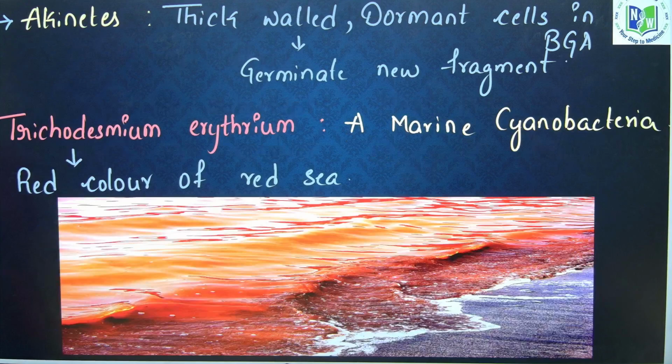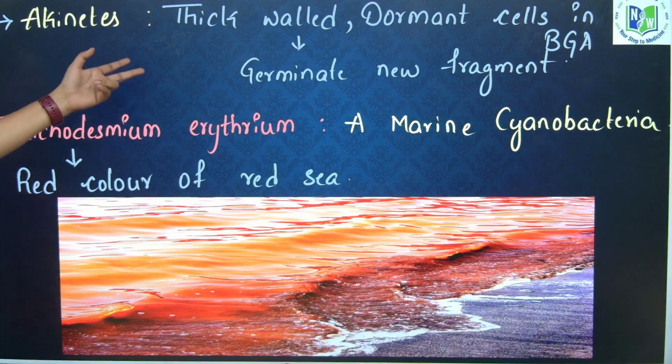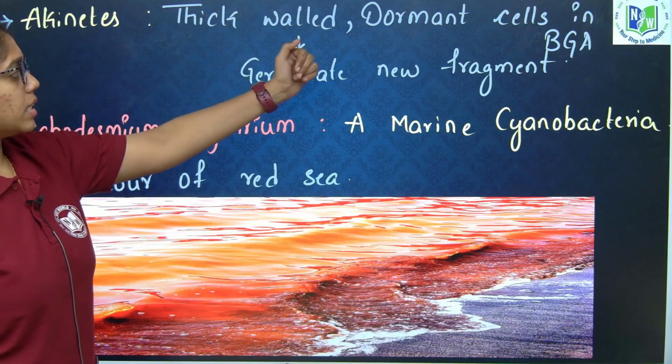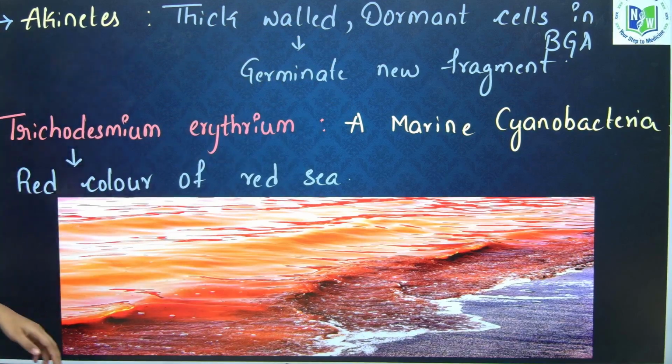Next, akinetes, we discussed, right? They are thick walled dormant cells in BGA. They germinate into new filaments once they are separated from the filamentous BGA, filamentous cyanobacteria.